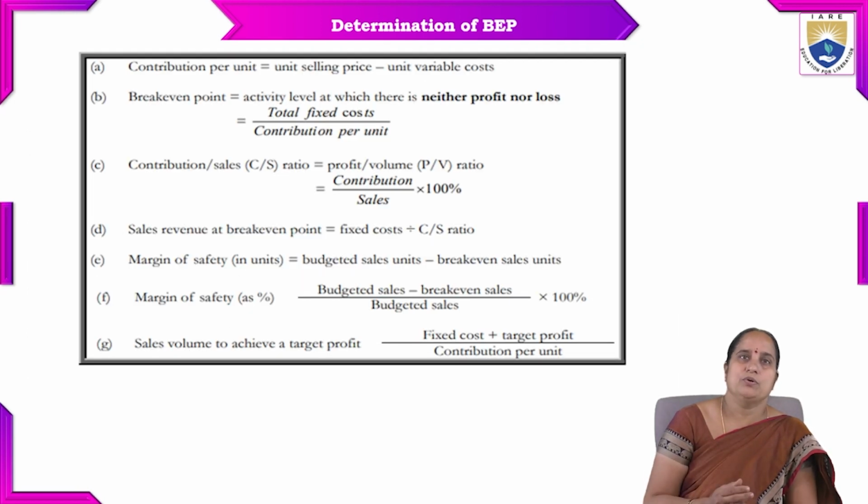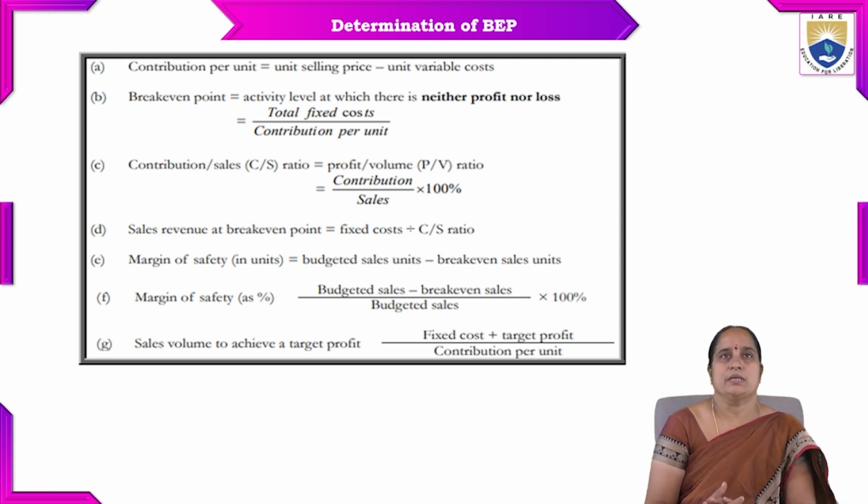Then these are the formulas generally we are going to use in break-even analysis. The first one is contribution per unit: selling price per unit minus variable cost per unit. Break-even point is the activity level at which there is neither profit nor loss. It can be found with the formula total fixed cost divided by contribution per unit. Then we can get the break-even point.